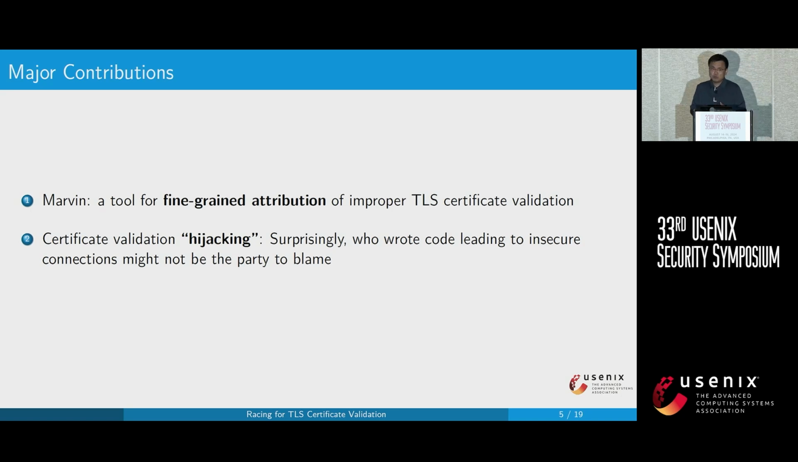At a high level, the contributions of this paper are twofold. First, we developed a tool called Marvin that does this fine-grained attribution of the identified certificate validation problems. And second, surprisingly, during this process we found a phenomenon we call certificate validation hijacking, which means, as I just mentioned, someone's connection certificate gets validated by someone else unknowingly, sometimes even insecurely.